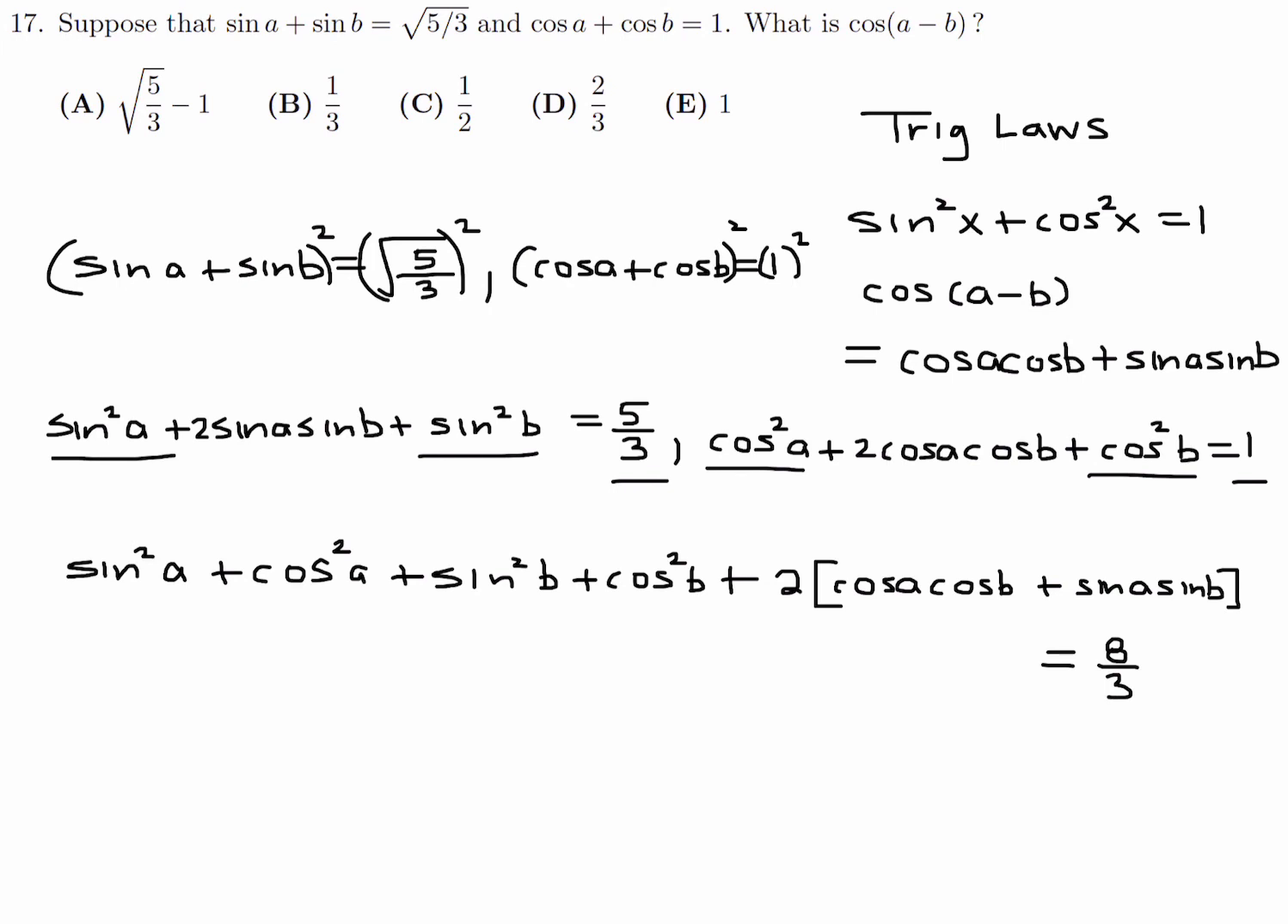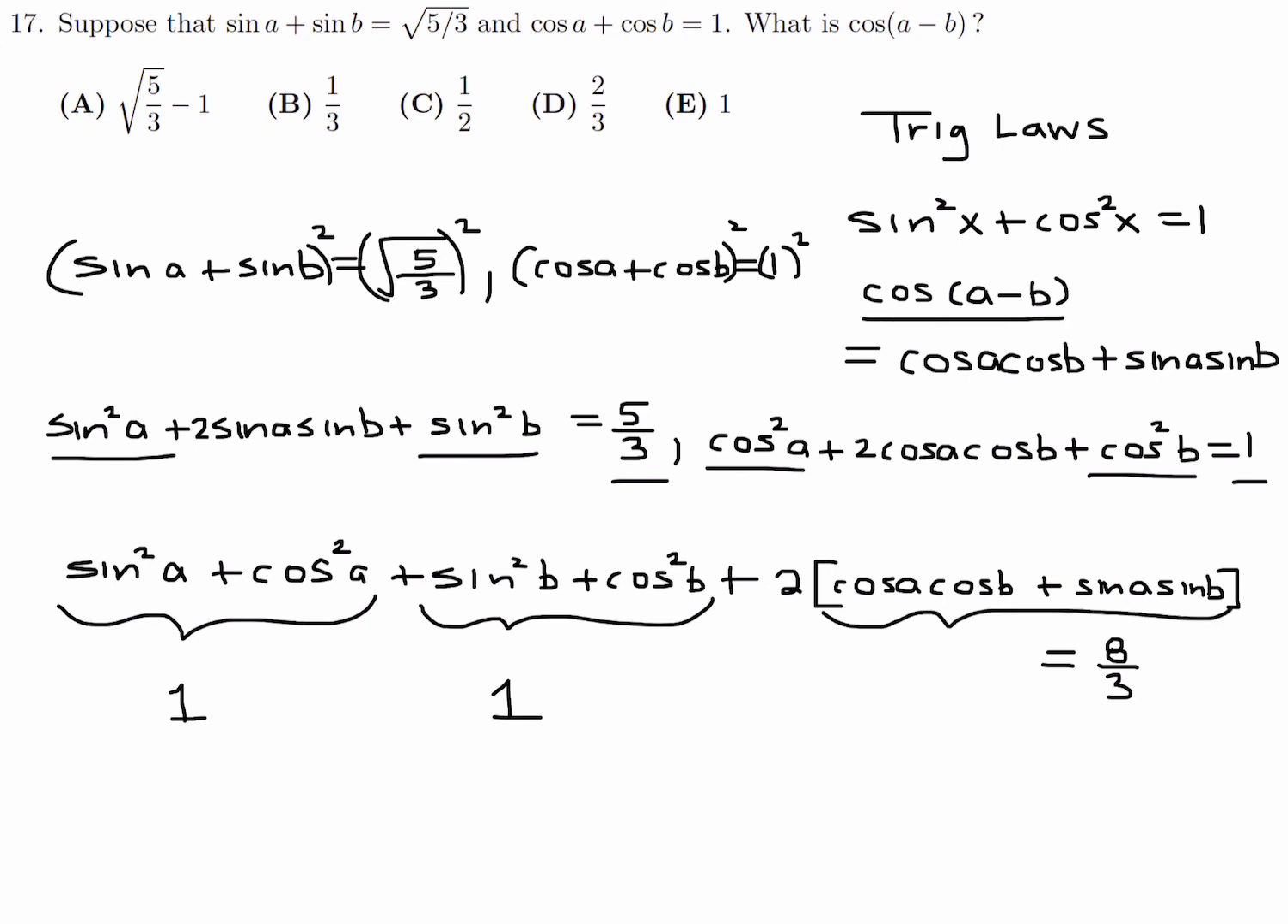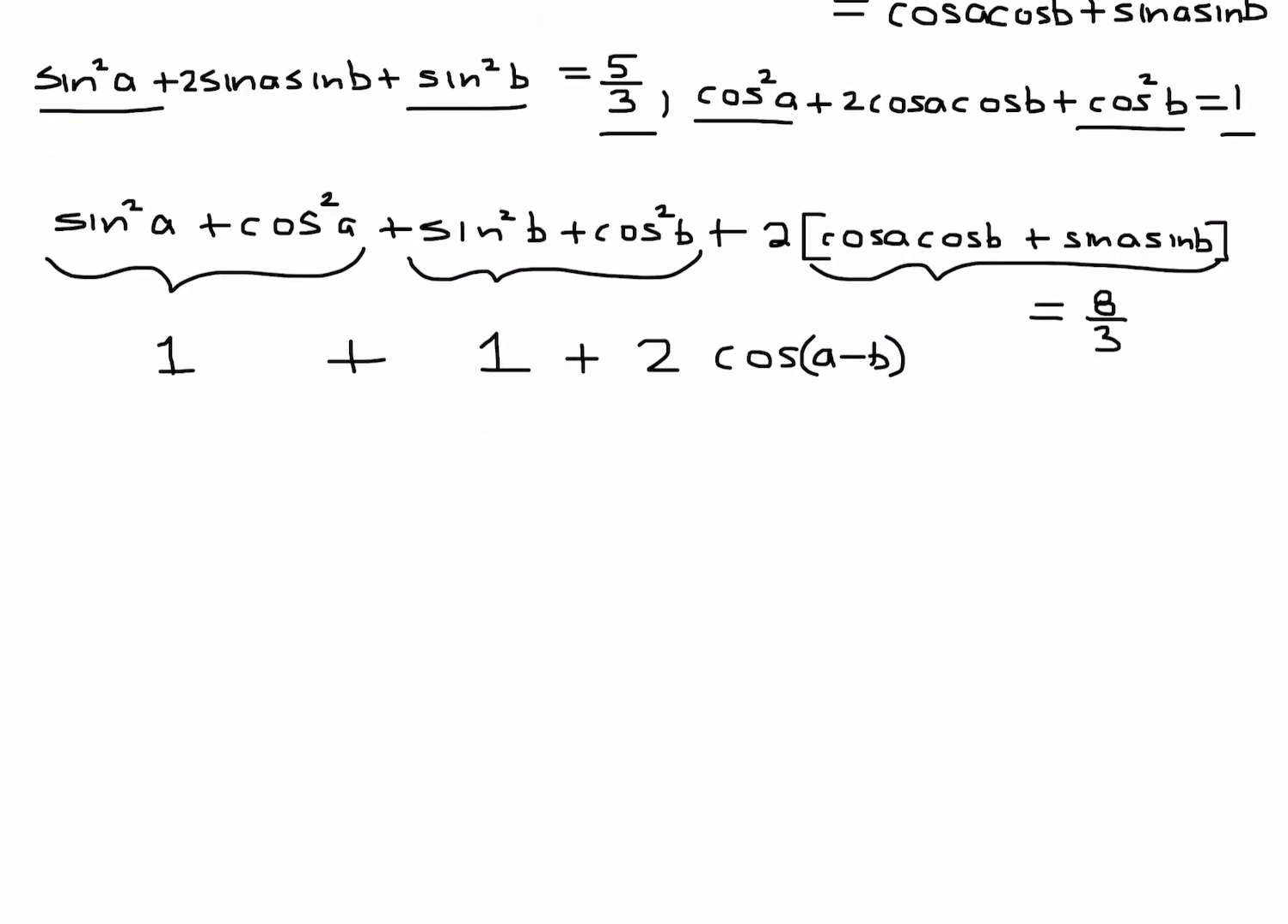All right? Well, this guy right here is equal to 1. That is equal to 1. And this, all of that, is equal to the cos of A minus B. So you see how those two came in handy, those two laws. All right, we are almost done here.